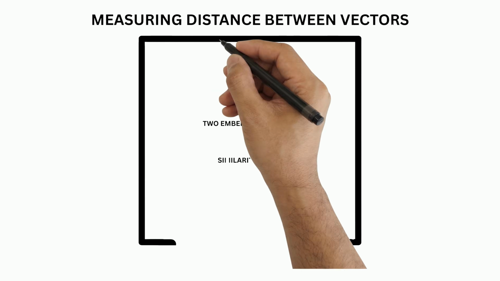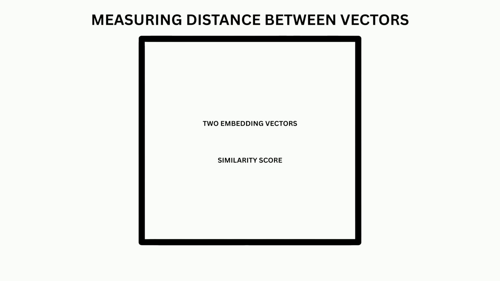To actually compare two embeddings, you calculate a similarity score between their vectors, most commonly cosine similarity, which measures the angle between them rather than raw distance. A high score means the two pieces of text are semantically close. A low score means they're unrelated. This single number is what powers semantic search, recommendation systems, and, as we'll see next video, retrieval for language models.